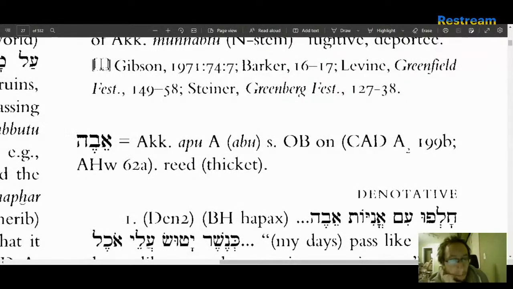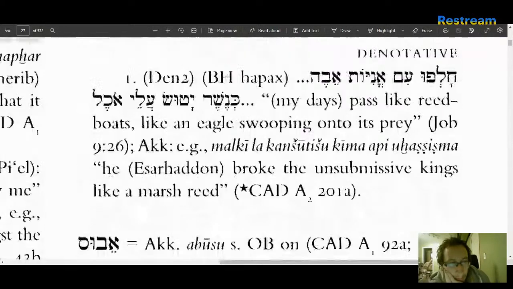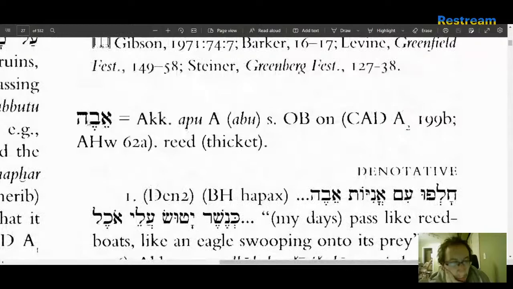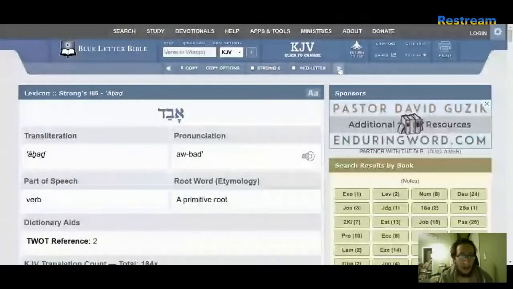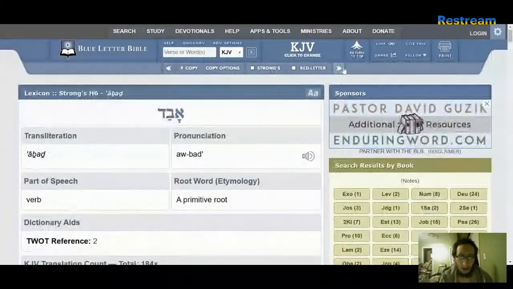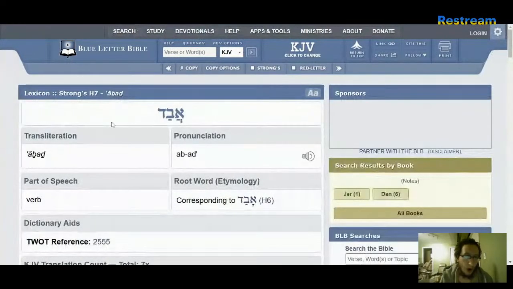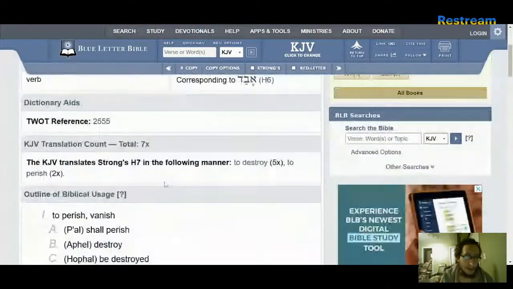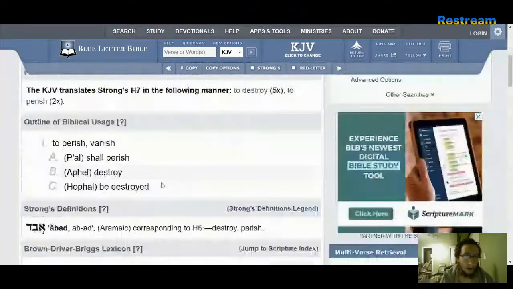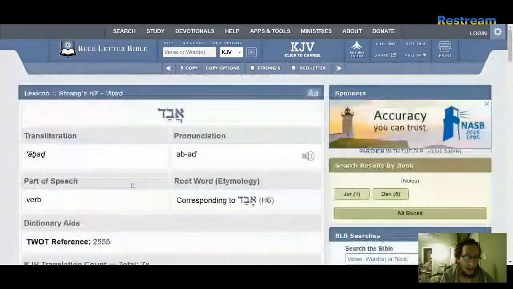So we'll only do a couple more probably. The next one would be abba, which means reed. But before we go to that, let's go to Blue Letter Bible. Okay, so we have abad here, which is destroy, perish, or lost. Now we go to the next Strong's. Strong's H7 is the same word. It's Aramaic, the same word but an Aramaic word.